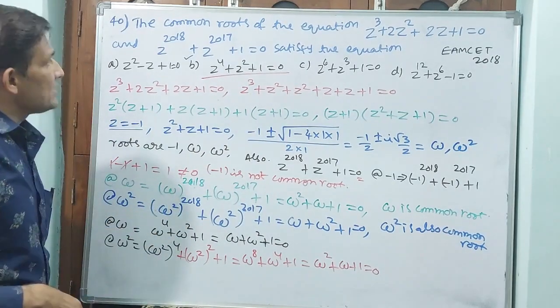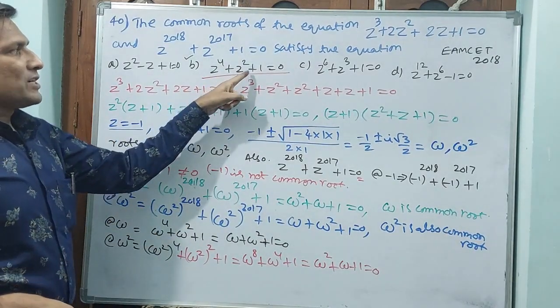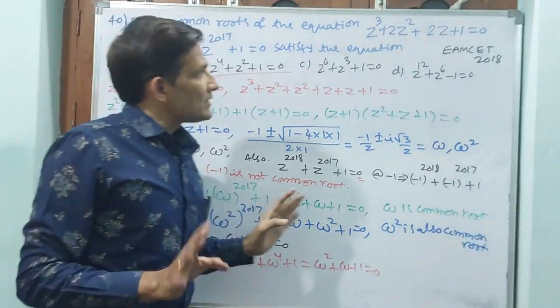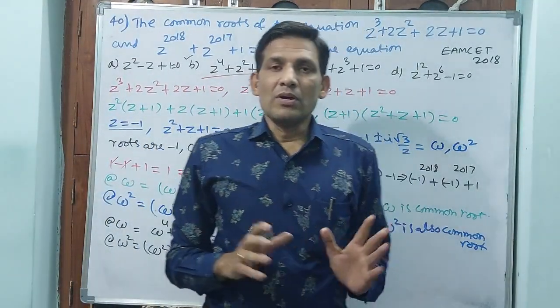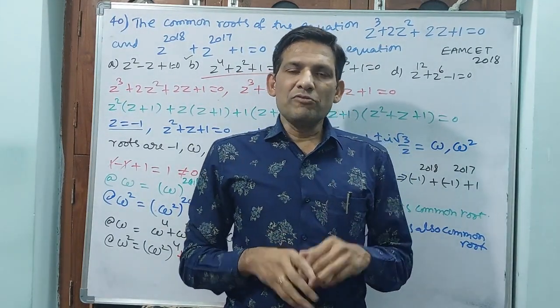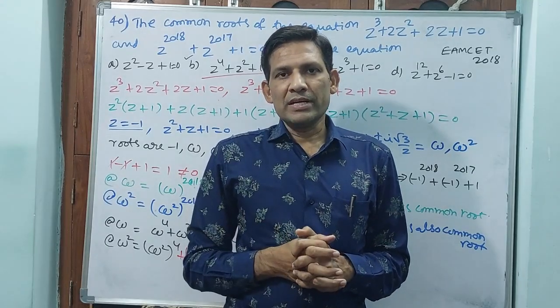That means the answer is z to the power of 4 plus z square plus 1 equal to 0. See, we don't have any shortcut. You have to do this. Why? Because such type of questions will come normally. We stop this class. Last class will be there. In that class we will do all JEE questions only. Okay. Thank you very much.